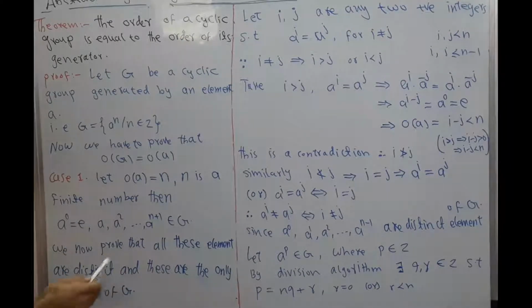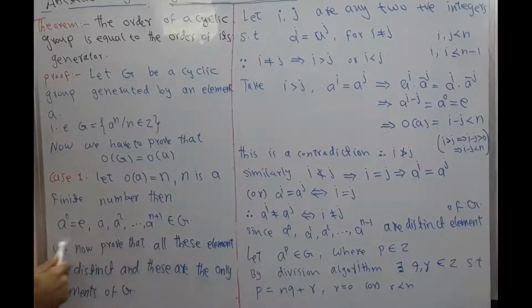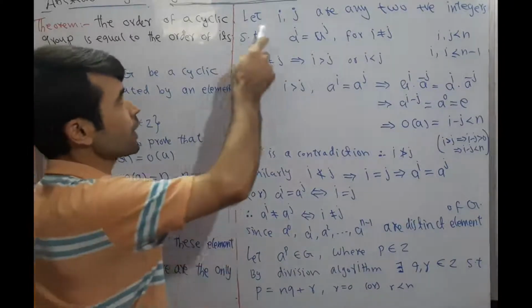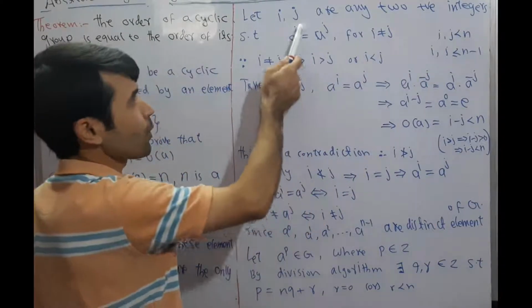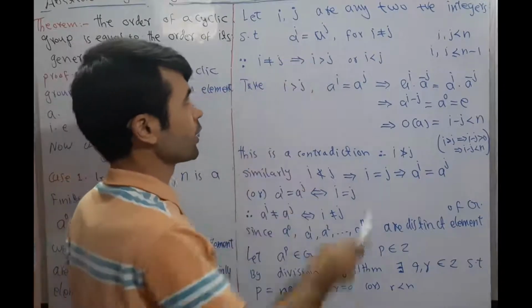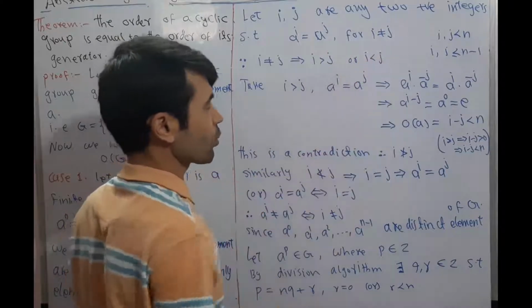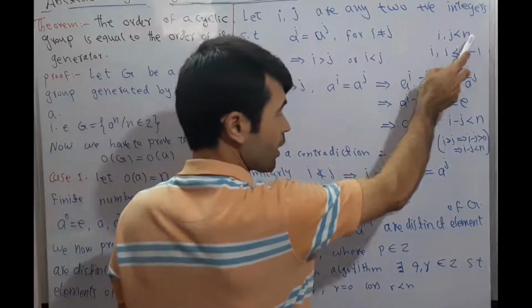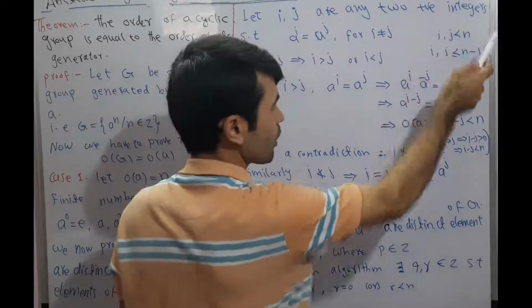Actually, if we want to prove that G is a cyclic group of order n, then we have to prove that all of these belong to G and they are the only distinct elements of G. Let i, j be any two positive integers such that a to the power i is equal to a to the power j. We assume that they are not distinct, for i not equal to j, with i, j less than or equal to n minus 1. They are not equal to n.